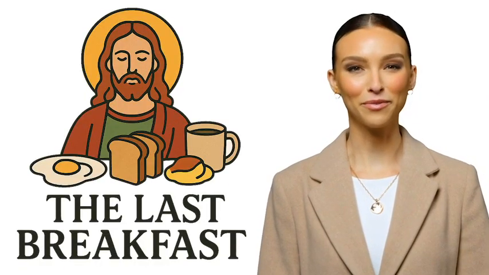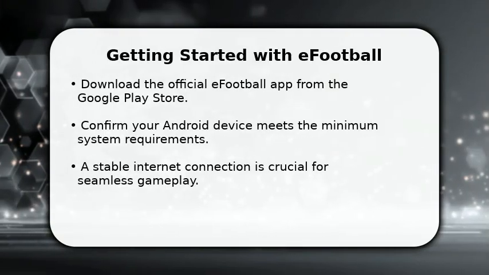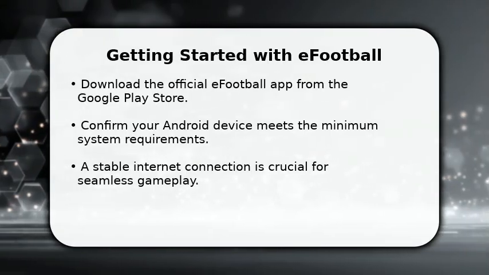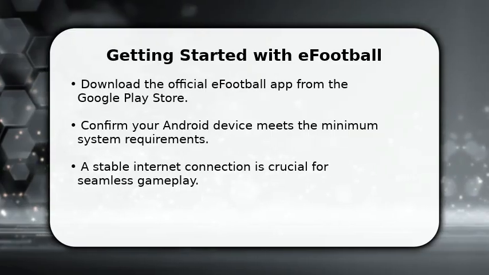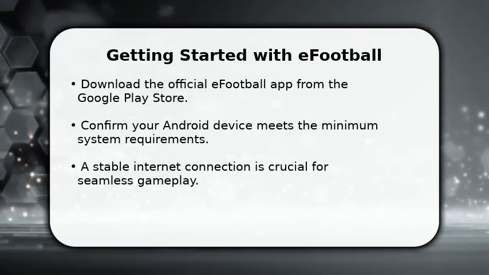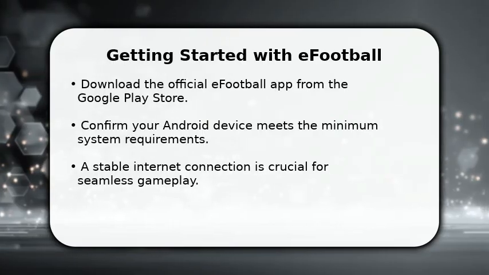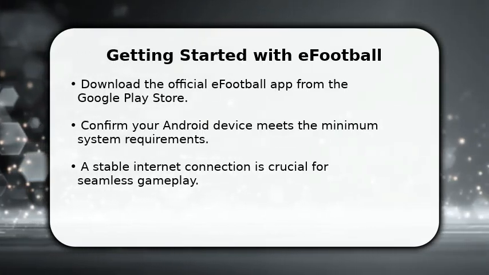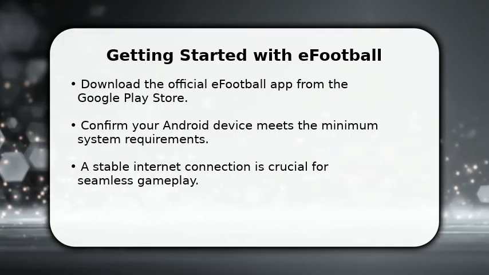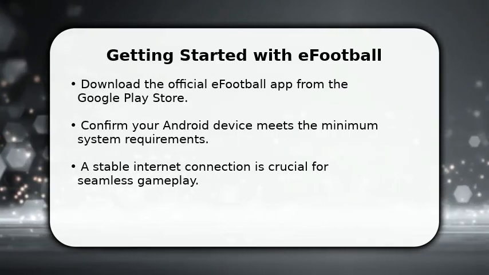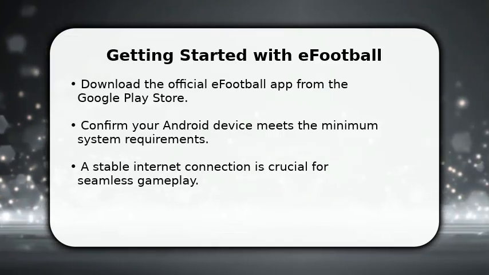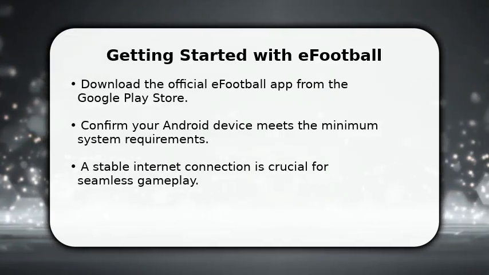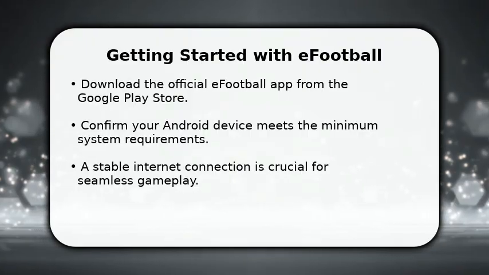Please enjoy the video. In this video, I will explain how to play eFootball on Android. First, download the official eFootball app from the Google Play Store. Ensure your Android device has at least 4 GB of RAM and a compatible processor for optimal performance. A stable internet connection, preferably Wi-Fi, is absolutely essential for smooth online matches and updates. This initial setup takes just a few minutes.